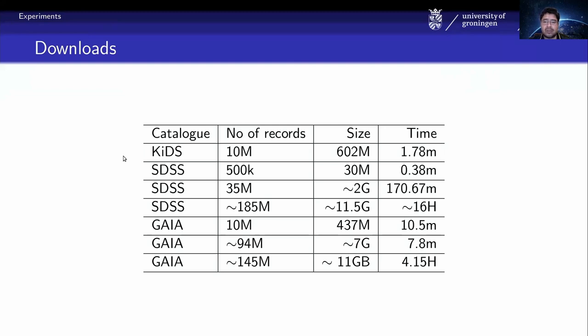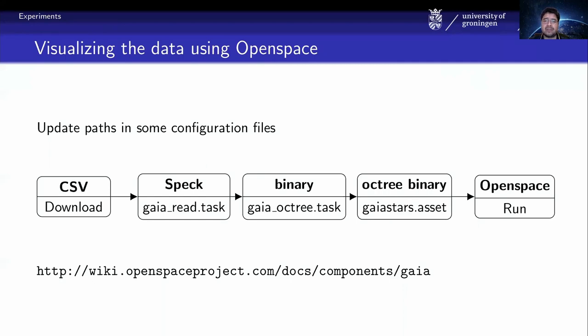Once the data has been downloaded, we have to visualize the data in Planetarium software. This is a pipeline that can be used. First, the CSV file and the spec file can be generated using our tool. Then the spec file by itself can be displayed in the OpenSpace Planetarium software or Skyscan Planetarium software. However, visualizing spec files is a slow process as compared to visualizing binary or octree binary files, so it is recommended to convert the spec files to these formats. Further information can be found in this link.